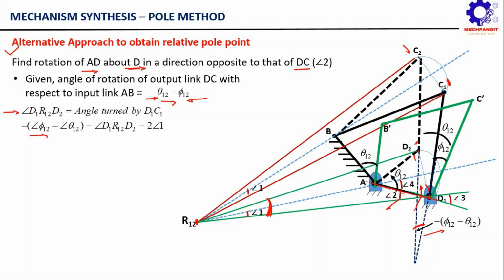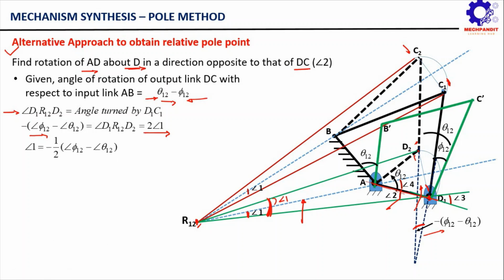And now if we consider the perpendicular bisector which is shown by this line, and if we mark this angle as angle 1, that means this angle you can take as A R12 D1. So if this is our angle 1, since this blue line is the perpendicular bisector of this entire angle, that is D1 R12 D2, this will also be angle 1, right? Now we can write down this angle as twice of angle 1.